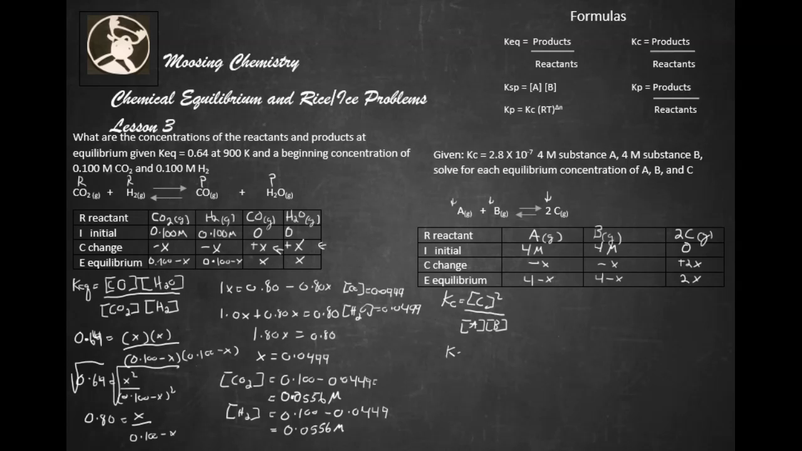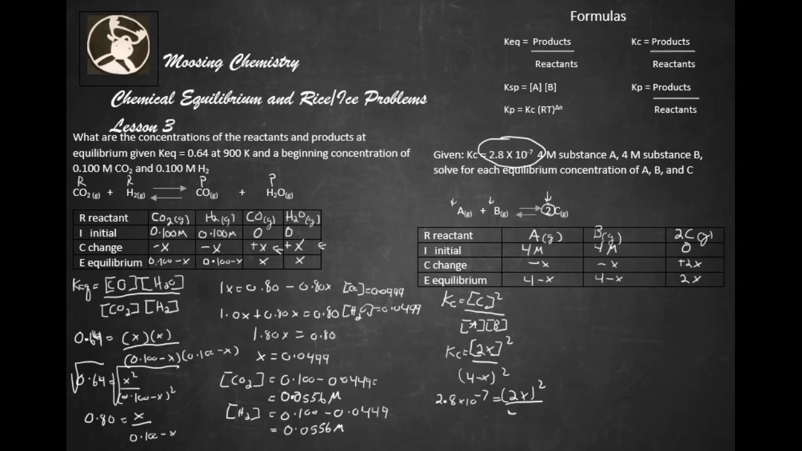Alright, so Kc is equal to 2x squared. Why is it squared? Because of that 2 right here, just to let you know. Over 4 minus x squared. Now our Kc value was determined to be 2.8 times 10 to the negative 7, right? So that helps us a whole lot. So we'll go 2.8 times 10 to the negative 7 equals this situation here.